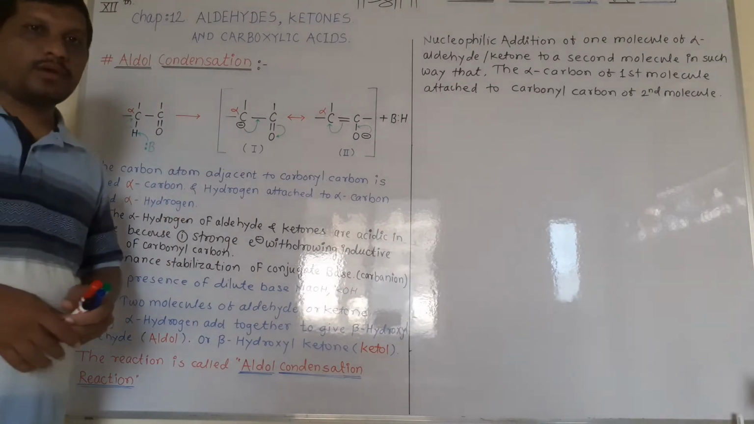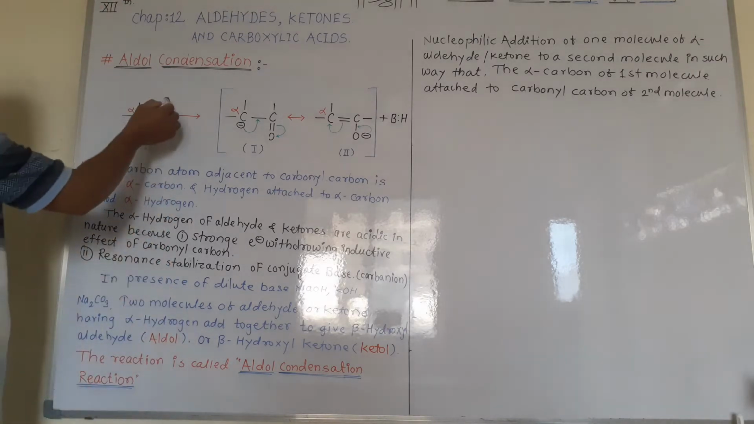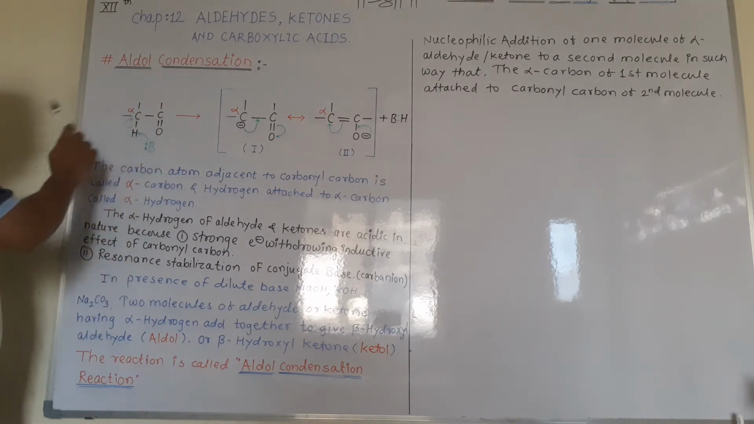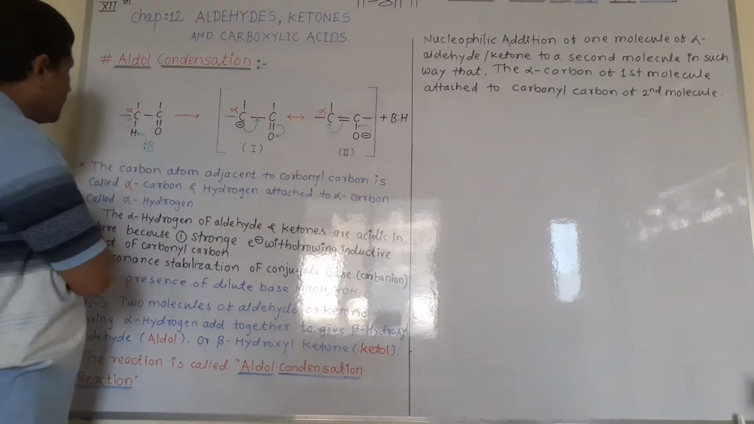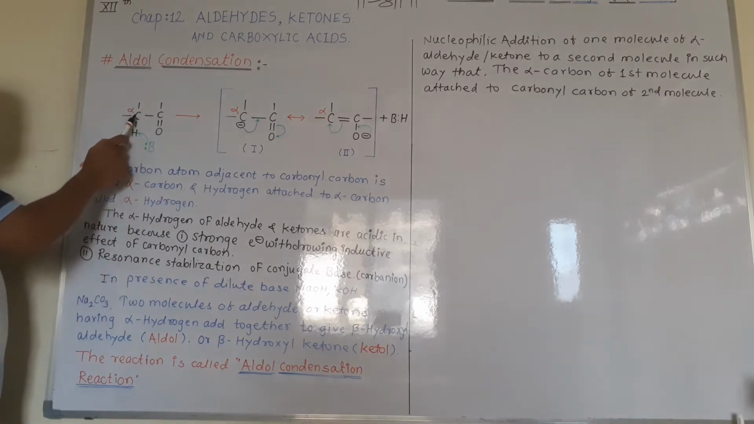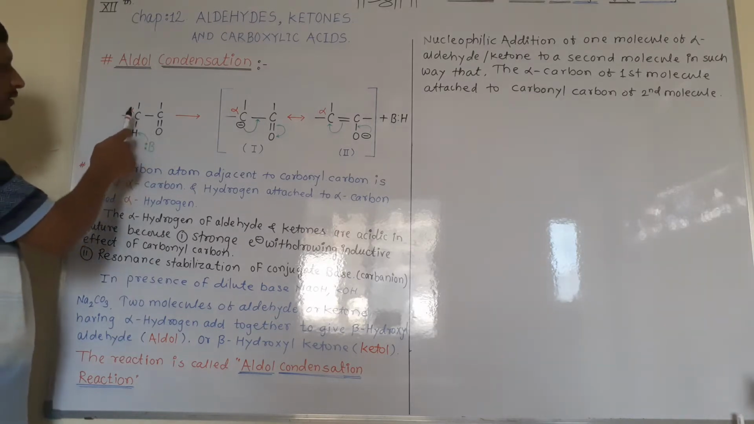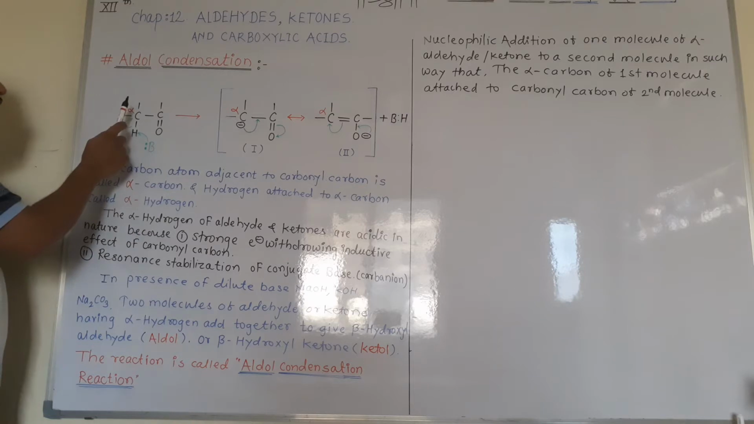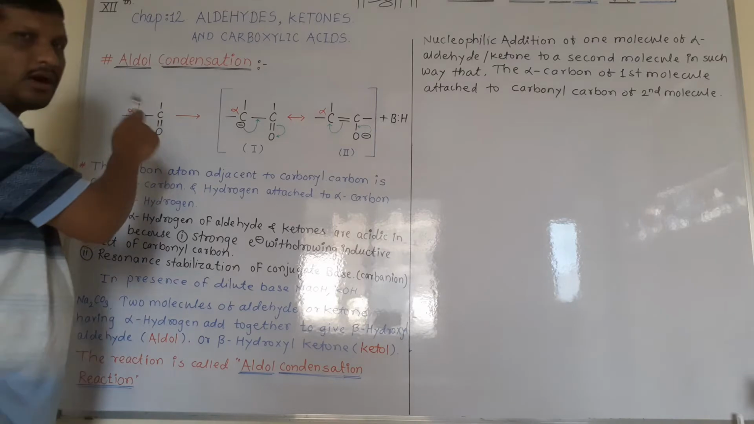Now firstly we see the structure. Here is a carbonyl carbon. This carbonyl carbon is attached to the alpha carbon. The carbon atom adjacent to the carbonyl carbon is called the alpha carbon atom.